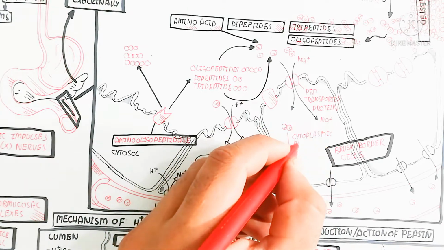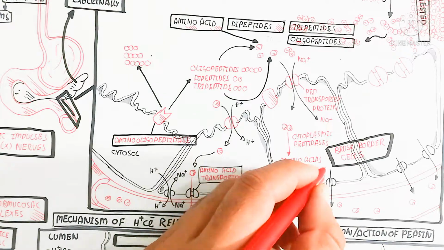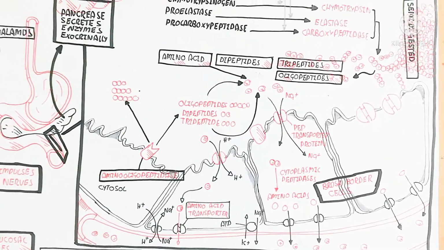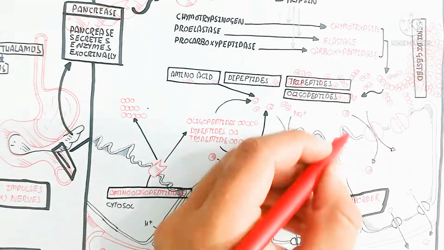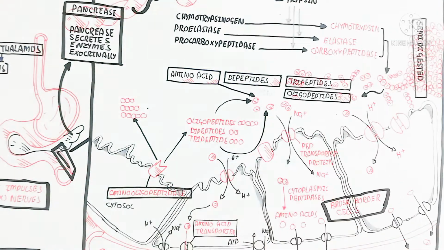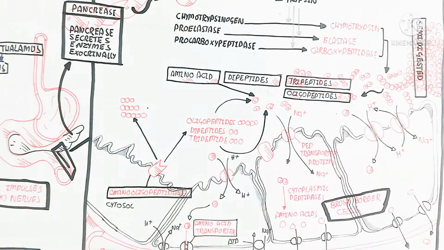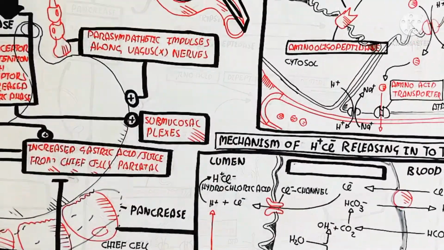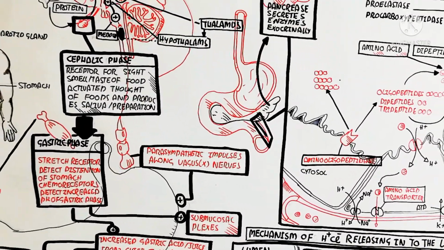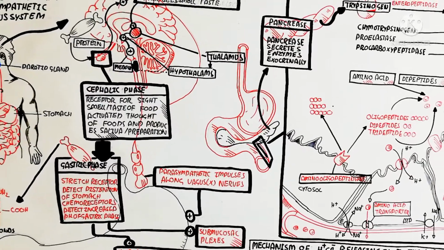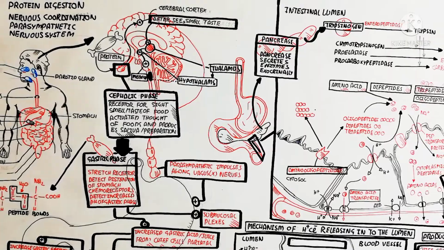In this way the dipeptide will move inside, and by cytoplasmic hydrolysis, the cytoplasmic peptidases cut it and the amino acids will be separated. The dipeptides can also move inside. So here the proton and sodium exchange will occur. So I hope you make sense of the protein digestion, nervous coordination, and the parasympathetic and sympathetic nervous system. So thanks.